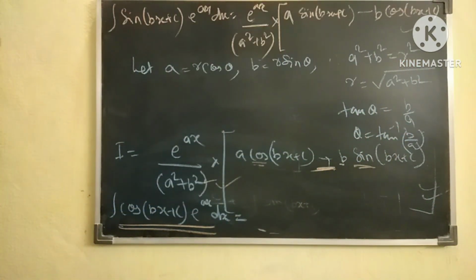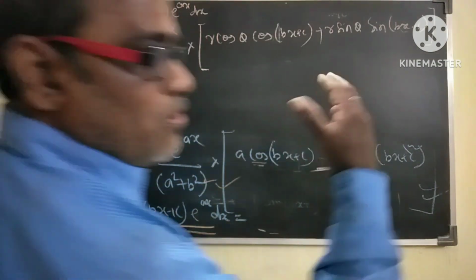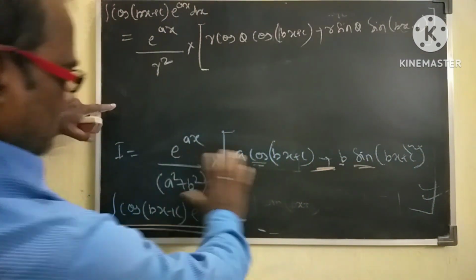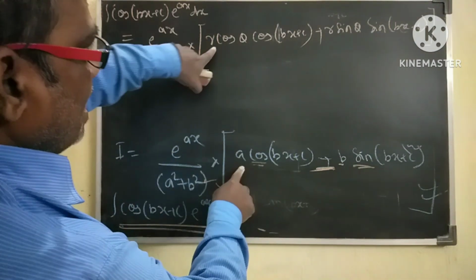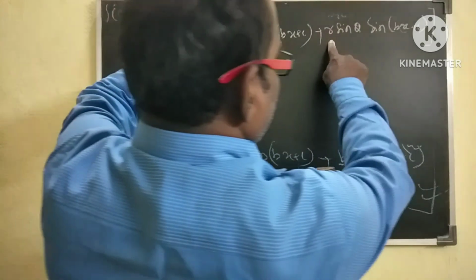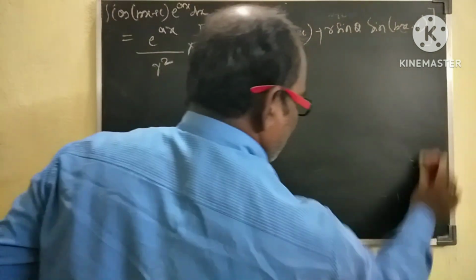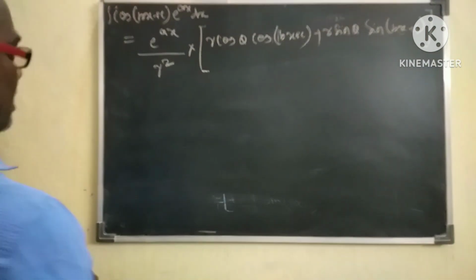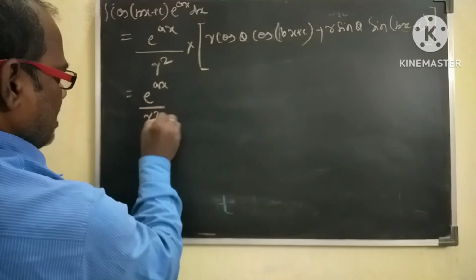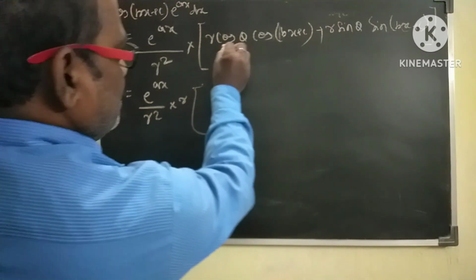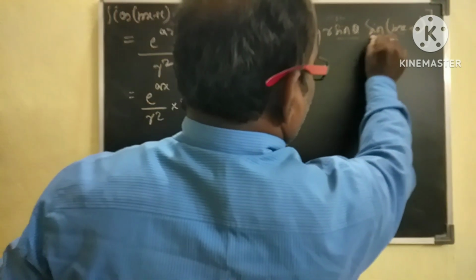Now the given formula can be written in this way. So using the values of a and b in this, we get here a square plus b square is equal to r square. A means r cos theta we are writing, and b means r sin theta. From here we can take r common, and we can write in the format like this, which is equal to e to the power of ax by r square into r. Now see, this is cos theta, cos bx plus c, sin theta, sin bx plus c.